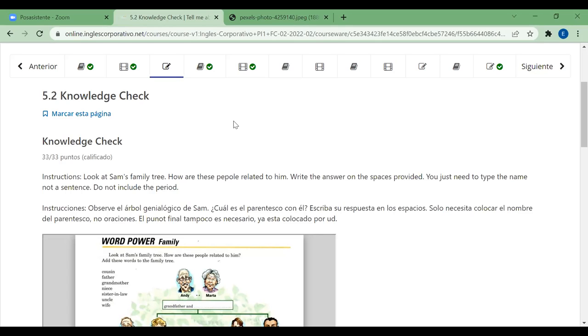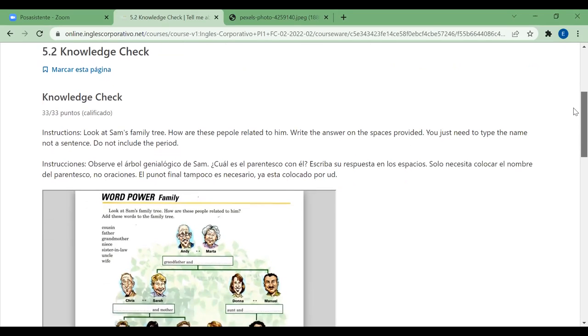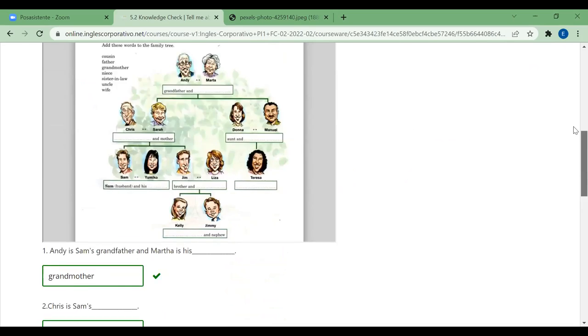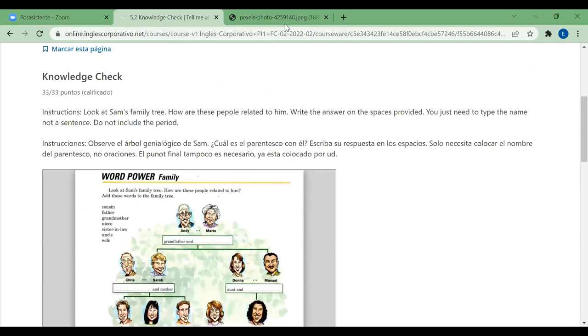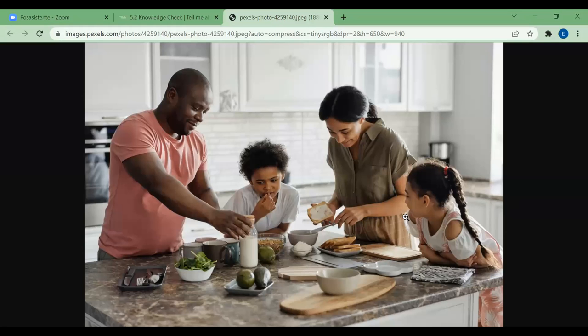Here is, according to Google, great aunt. Tía abuela, great aunt. But let me investigate if this is true, right? I'm going to give you the answer later. Very good question. Thank you so much. Any other question about the platform? No more questions. Then let's take a look at this picture.